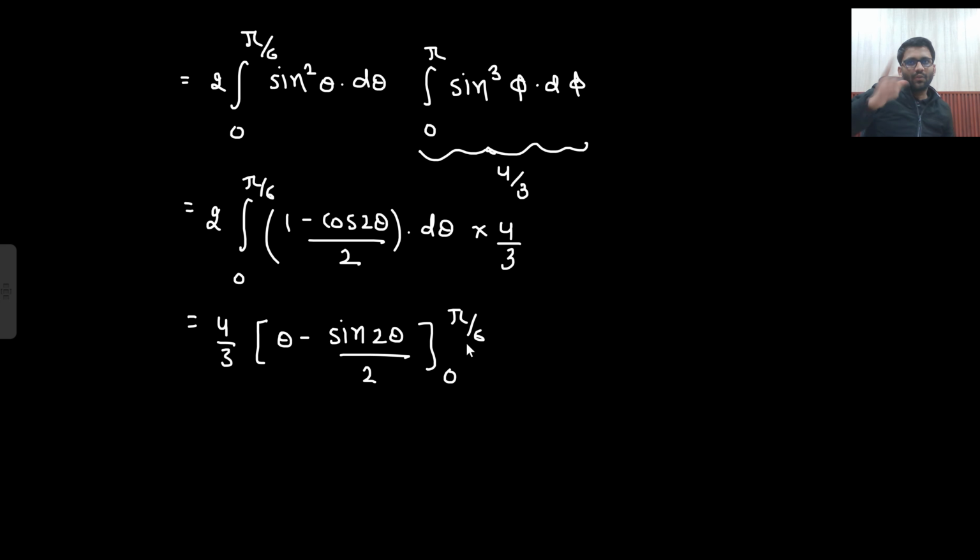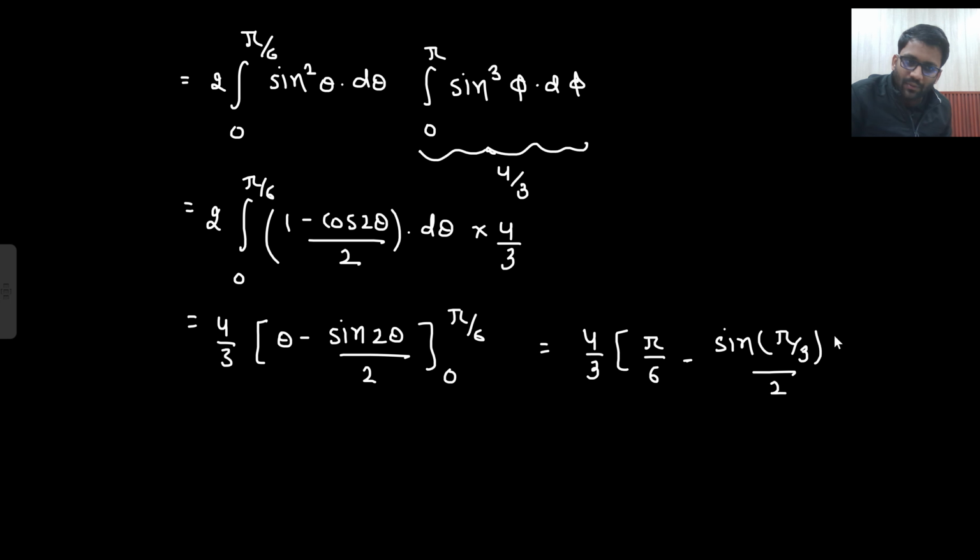Because differentiation of cos is minus sine, so integration is plus sine. So yeah, now I just need to put the limit, 4 by 3. If I put the limit 0, everything will be 0 only. And if I put this limit, so 4 by 3 minus pi by 6, then sine pi by 3 divided by 2, right? Pi by 3 is sine 60 degree. So here I can write down sine pi by 3 in a better manner.